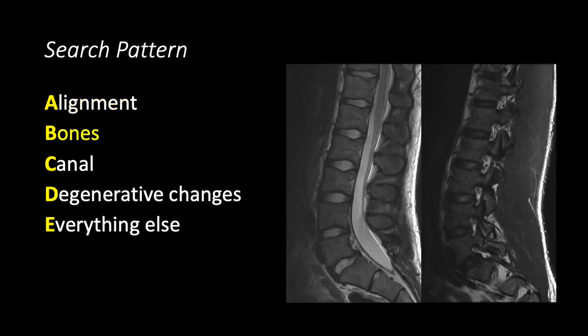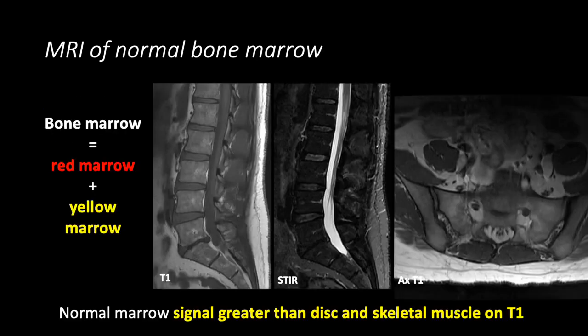The next thing we'll do is look at the bones. Not only are we looking at the integrity of the spinal column, looking for any fracture or any evidence of postoperative change, but also looking at the bone marrow signal intensity. This is MRI of normal bone marrow. Bone marrow is composed of red marrow, or hematopoietic marrow, which is the blood-forming element of marrow, as well as yellow marrow, which is composed primarily of fat.